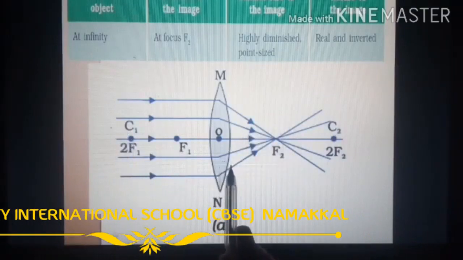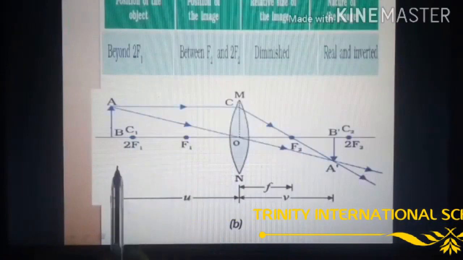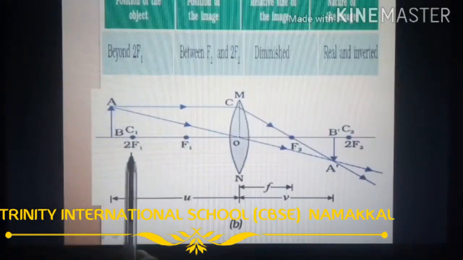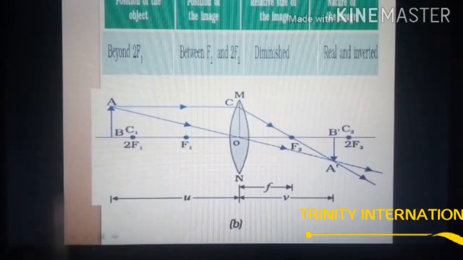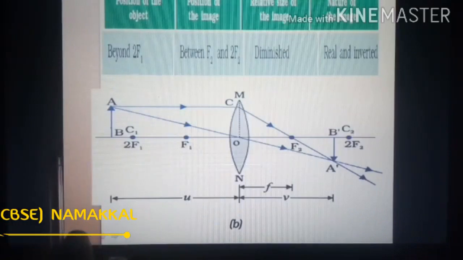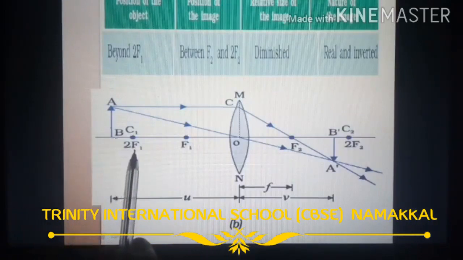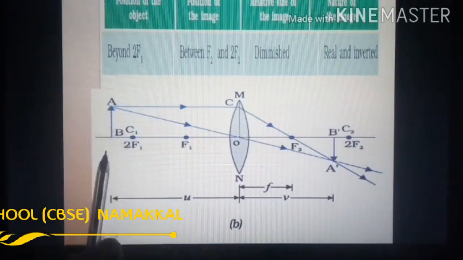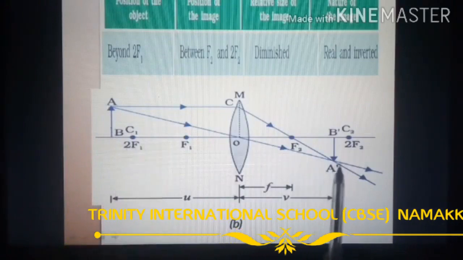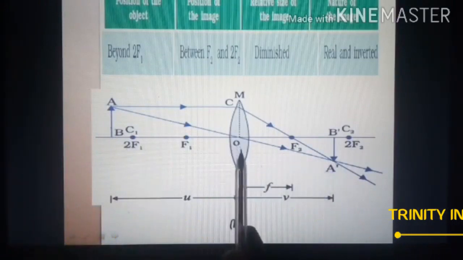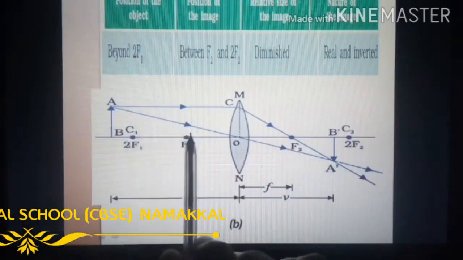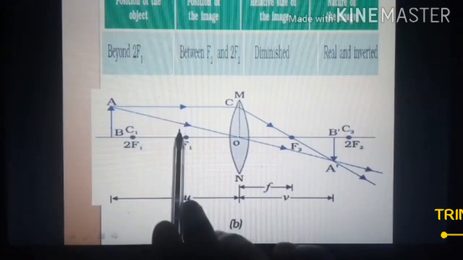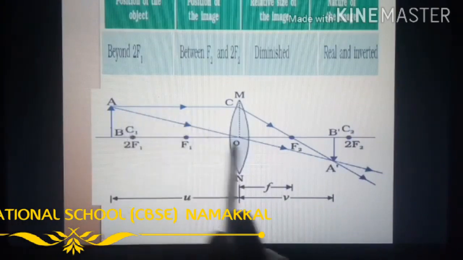For the second case, the object is placed beyond 2F1. Here we have O, F1, 2F1 and infinity. First we took the object at infinity, and second beyond 2F1. AB is the object placed beyond 2F1. In order to find the image formed by this lens, we have to take any two of the three conventional rays, whichever are convenient. The first ray is the parallel ray, and another is the ray passing through the optical center.